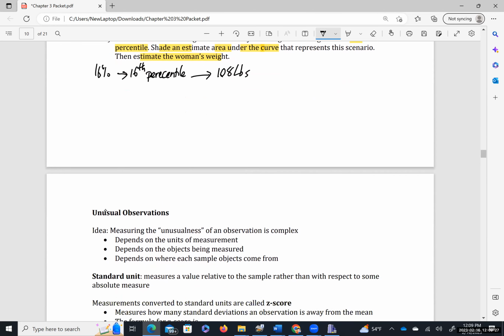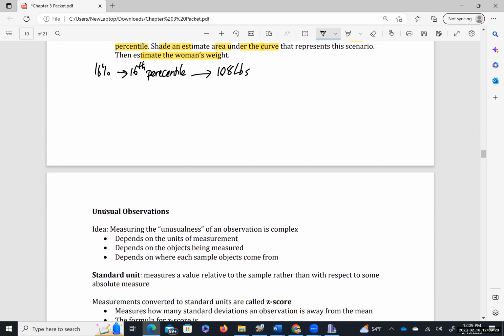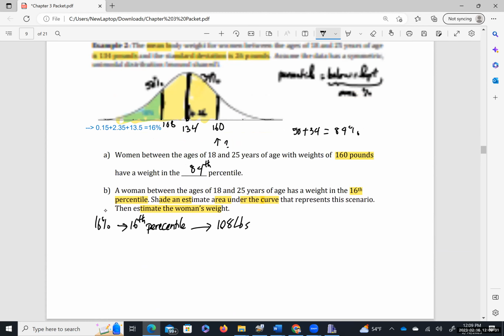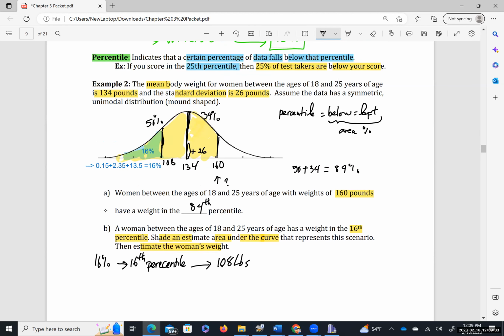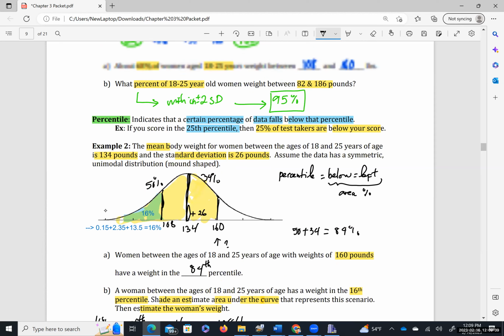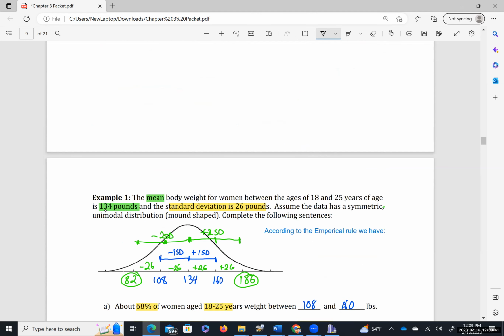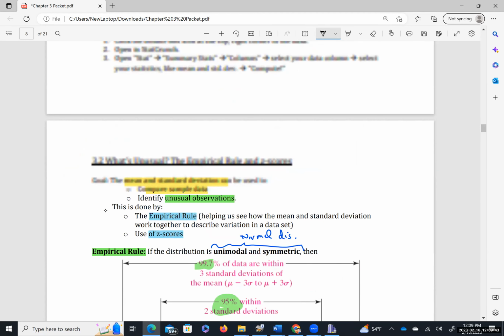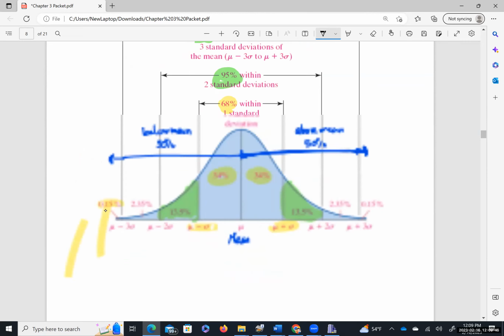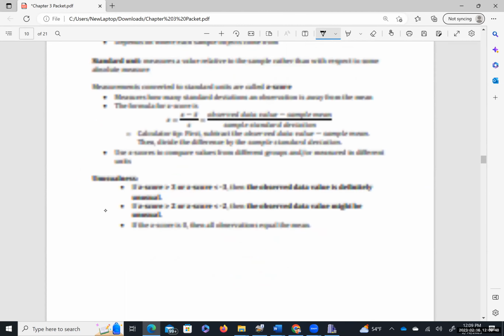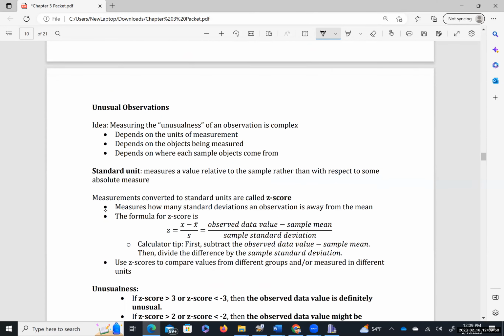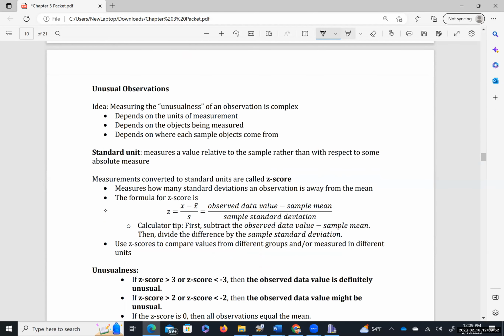So now we're going to move on. What did we learn? We learned about the empirical rule, we learned about percentiles, right? What else? Yeah. So now let's move to unusual observations. Okay, unusual observations.